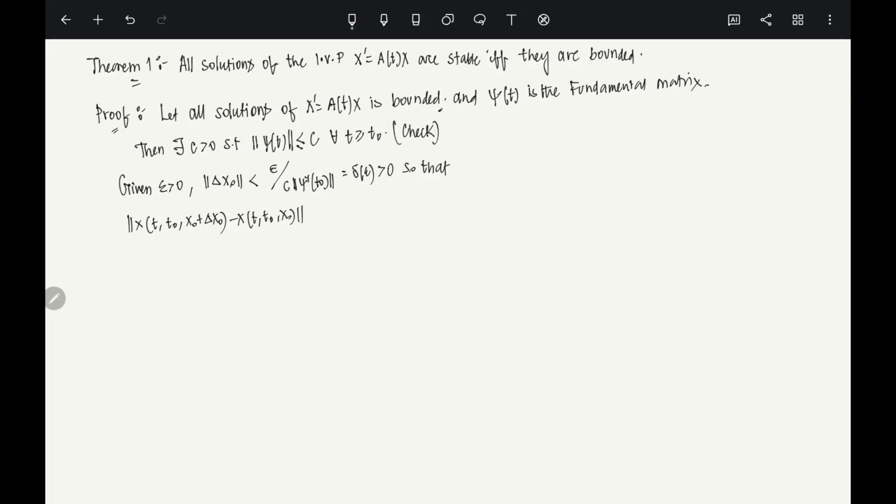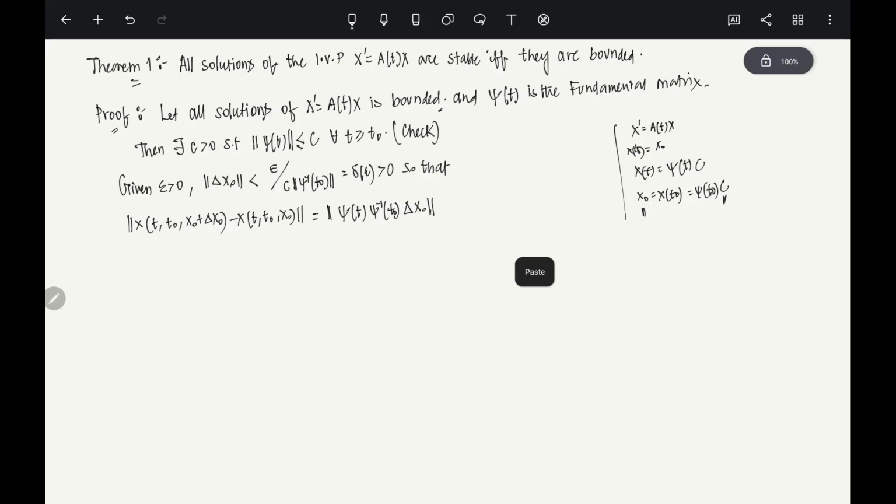If you look at this difference, it is nothing but, if you remember, it's a homogeneous problem, right? The solution is phi of t, phi inverse of t naught, and then delta x naught. That will be the solution, right? I hope you remember. Again, let us do it. x prime equals A(t) times x, x at the point t naught is x naught. What is the solution? x of t equals the fundamental matrix phi of t times c, right? Now if you calculate it, x naught equals x at the point t naught, which is phi at t naught times c. So what is c? c is nothing but phi inverse t naught times x naught. So x of t is phi of t, phi inverse t naught times x naught. I hope this is clear. Now you just calculate this thing. This is what we are going to get, right?